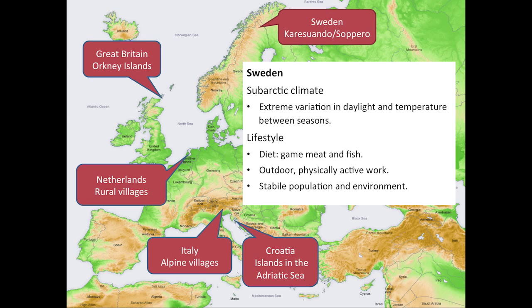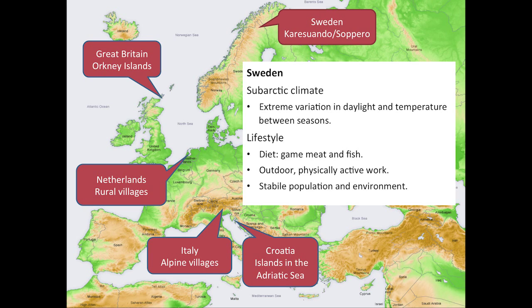We focused there because we know that they have a climate which differs very much from the rest of Europe. It's a subarctic climate. There's a lot of variation in daylight and temperature between seasons. The lifestyle of people living up there is quite different from most of Europe. The diet in particular: people eat a lot of game meat, reindeer, moose, and other game, and a lot of fish. A fair proportion of the population actually works outside most of the time. Part of them are from the Sami community, so they're reindeer herders. Many of them work outdoors for other reasons. And they're physically quite active compared to what you're doing right now, which is sitting most of the time.